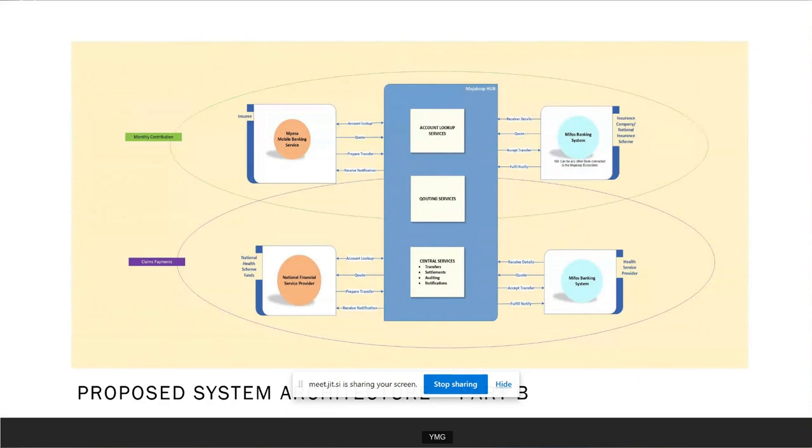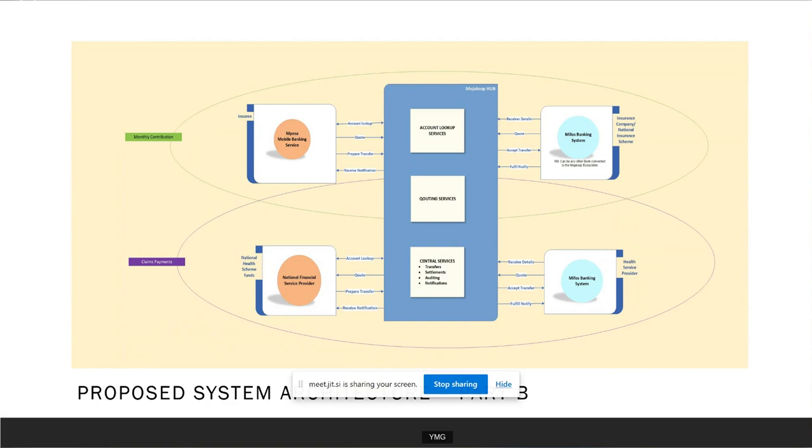Some of the use cases: we'll have one scenario with the insurance platform, currently the monthly contributions. The insuree would register their financial service provider account here, and using that account information, they will be able to make payments directly into the scheme for their monthly contribution through their mobile devices or their banking applications.